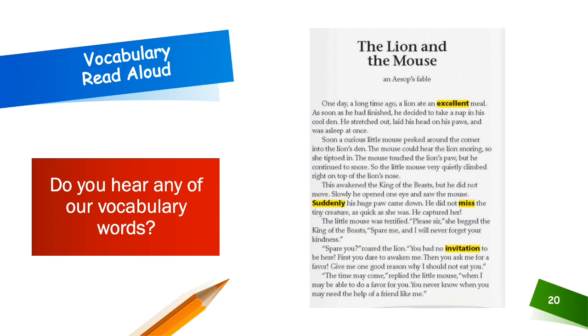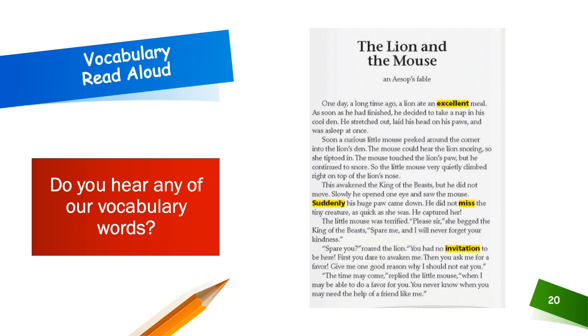One day, a long time ago, a lion ate an excellent maul. A lion ate an excellent maul? That doesn't make any sense. Let me look at that word again and try to figure it out. One day, a long time ago, a lion ate an excellent meal. Oh, that makes more sense. Okay, let me reread and I'll keep going. One day, a long time ago, a lion ate an excellent meal.